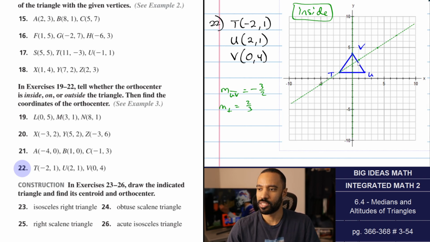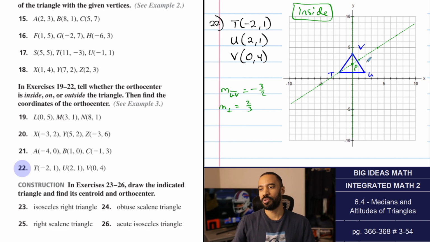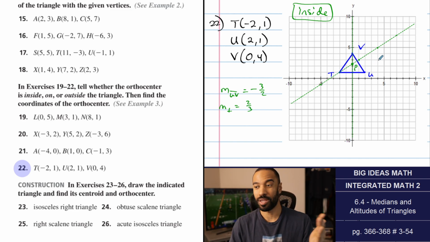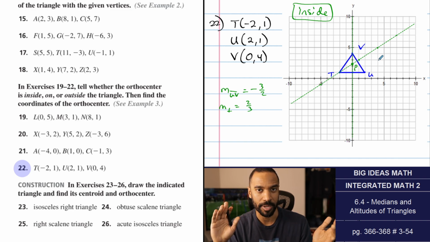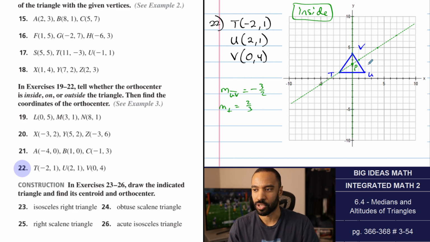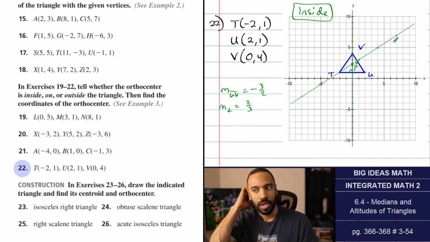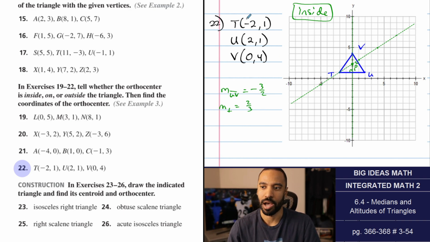So where do these intersect is the question. What is that point P? Well, point P is the intersection of the line x equals 0 and y equals whatever this equation is. In terms of mx plus b, it's the y-intercept. So really, I just need to find the equation of this line. By the way, this is an altitude, that's an altitude. So let's find the equation of the line that goes through T. Remember, T is at negative 2, 1. That is an xy.